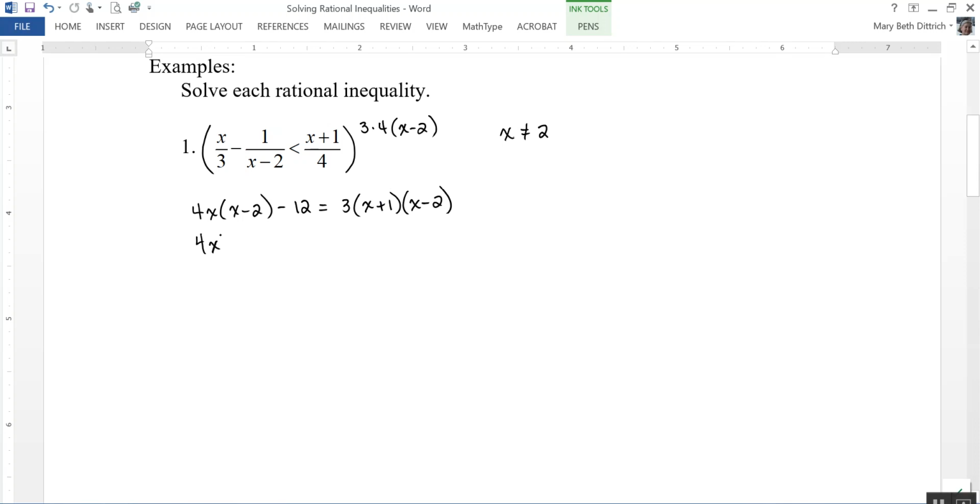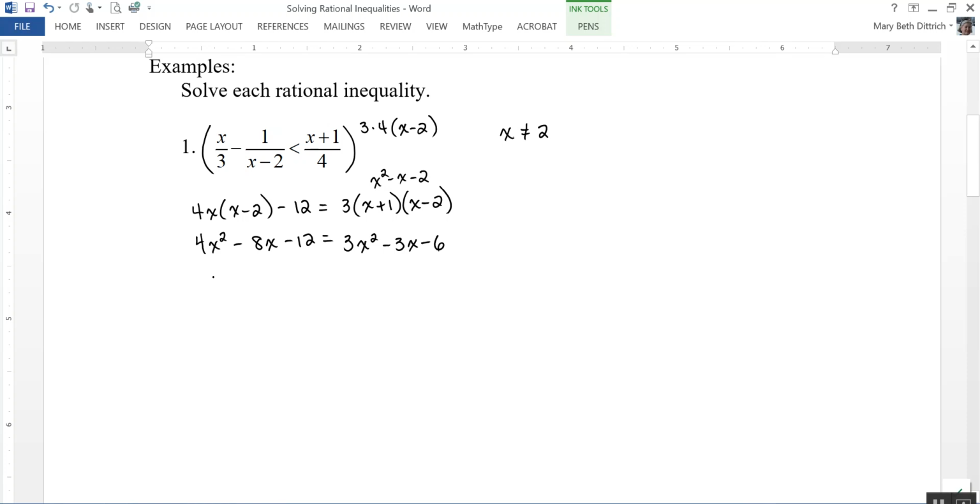So 4x squared minus 8x minus 12 is equal to, when I multiply these two binomials, I get x squared minus x minus 2, and now let's distribute 3 to each one of those. 3x squared minus 3x minus 6. And I'm noticing that I have a quadratic equation because I have an x squared term. So I want to set this equal to 0. So let's move all of our terms to the left side of the equal sign.